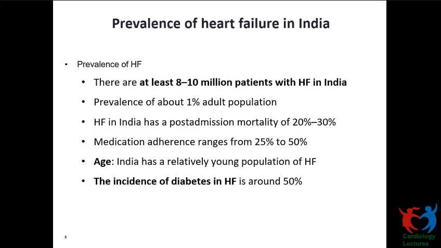So what about the Indian prevalence study? You can see almost 8 to 10 million patients with heart failure in India, and in the adult population it is almost 1%. The post-admission mortality is almost 20 to 30%. In any tertiary hospital, 15 to 30% of cardiac admissions are heart failure related. Medication adherence ranges from 25 to 50%, and India has a relatively younger population, probably with a higher incidence of diabetes and other comorbid conditions. The incidence of diabetes in heart failure is around 50%. In a Trivandrum registry study, it was almost 55%.